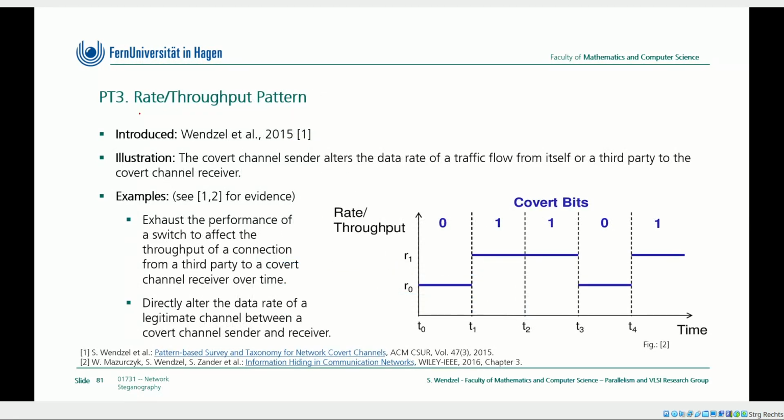Last of the protocol agnostic patterns is the rate throughput pattern, where the covert sender, this was also introduced in 2015 already, alters the data rate of a transmission. So here it's either data rate 0 or 1, and it is modified over time. So you have something like this, and you try to encode the message in that way. Of course, all these patterns are noisy channels. There are a few examples, like you could exhaust the performance of a switch to affect the throughput of a connection from a third-party node to a covert channel receiver over time. This idea is a nice one, and the reference is found in, I think, this paper here. Or you could directly alter the data rate of a legitimate channel between the covert sender and receiver. So that would be the most trivial example, I suppose.